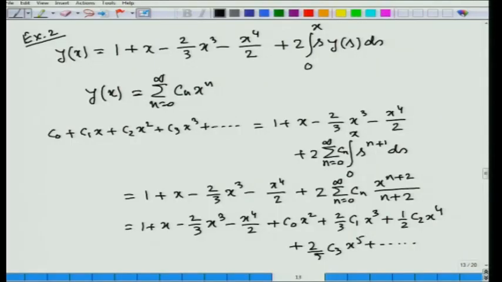Now, for the rest of the terms, that is terms of the form x to the power 5 and higher, on the left hand side we will have C 5, C 6 and so on.